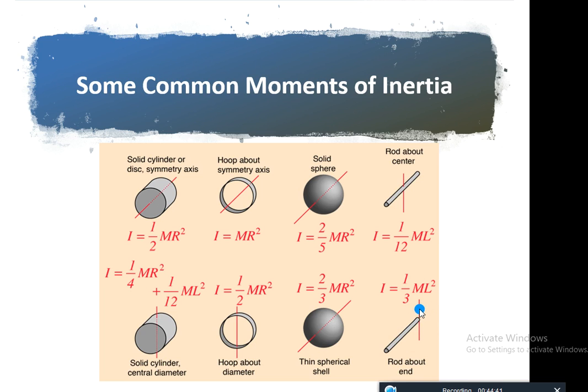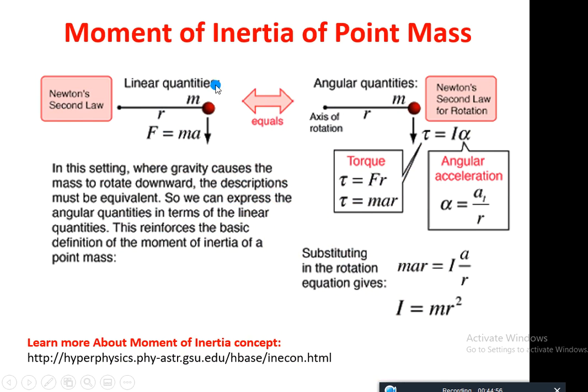Now what will happen if we place a point mass at the end of the rod, and in this case what will be the moment of inertia? So for such cases let's solve. This is the concept for the moment of inertia of a point mass. How do we take the inertia of a point mass? It is a very important concept.